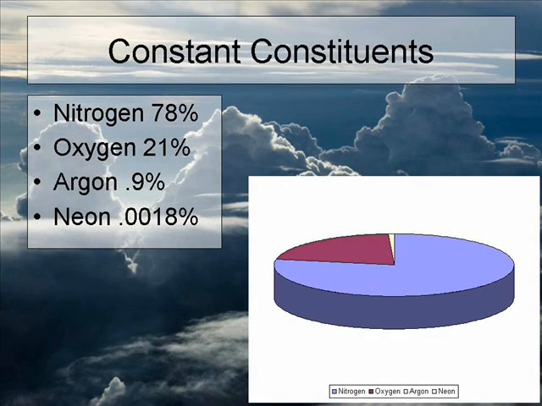Concentrations here of the constant constituents of the atmosphere. By far your largest constant constituent is nitrogen, N2, diatomic nitrogen. I have a little pie chart that I made down there at the bottom, and you can see that about 78% of Earth's atmosphere is nitrogen. It's a very large amount of the atmosphere. It has a very large reservoir, we would say.